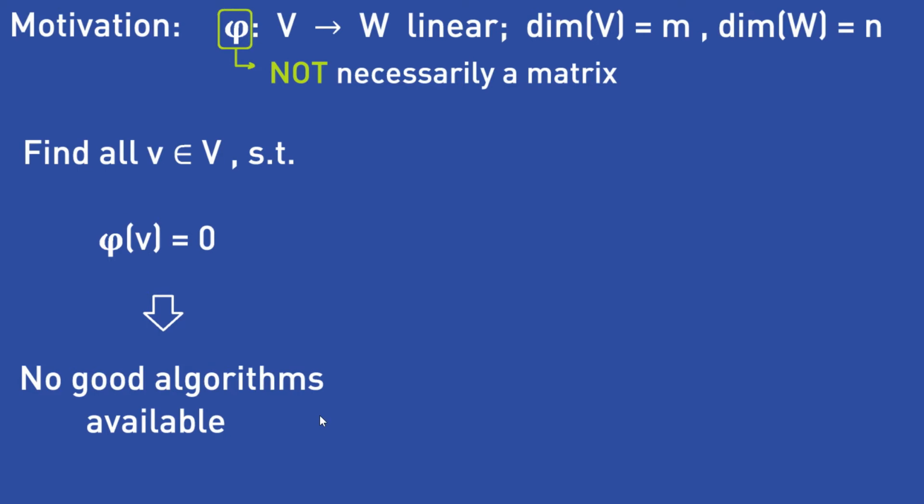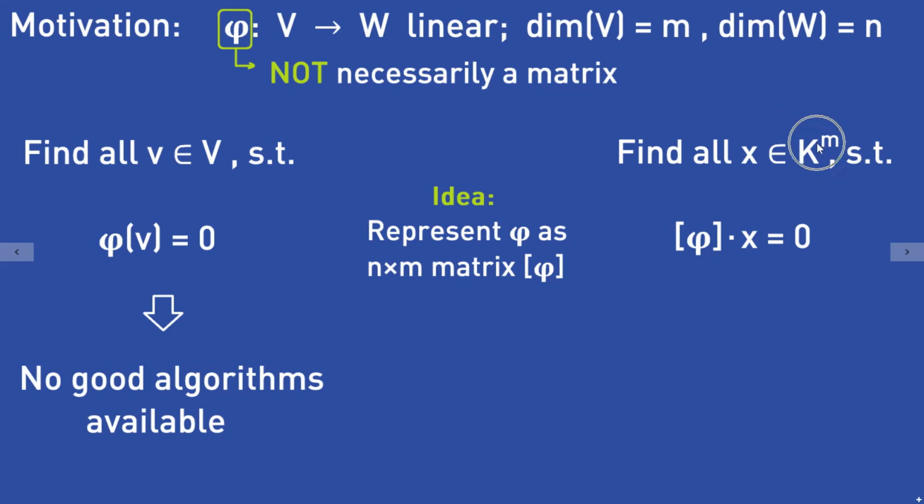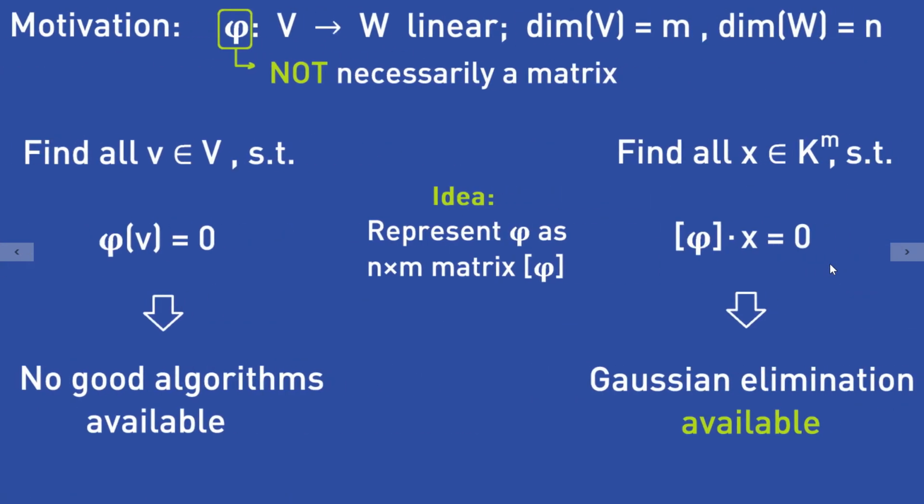The idea is now to represent the mapping phi as an n times m matrix, which we denote like that, square bracket of phi. Now we try to find every x in the set K^m so that this matrix here, square bracket of phi times x, is equal to 0. We can use, for example, the Gaussian elimination approach to find these x here.